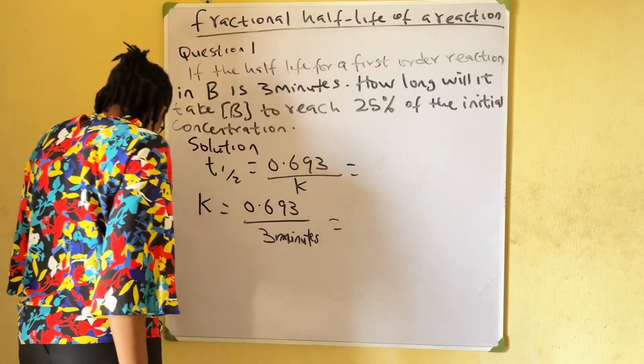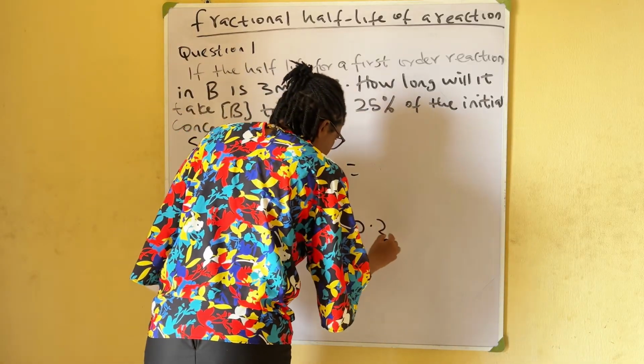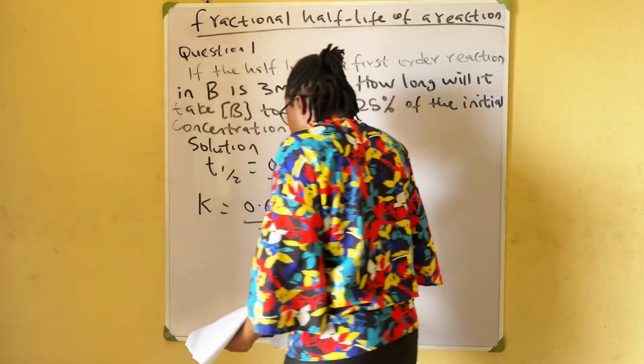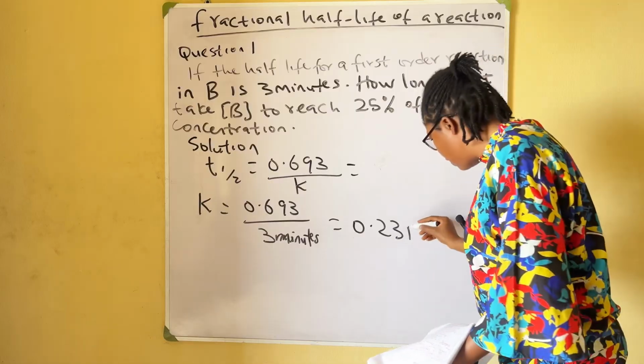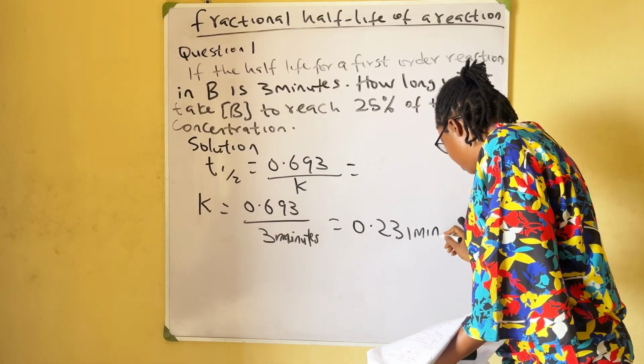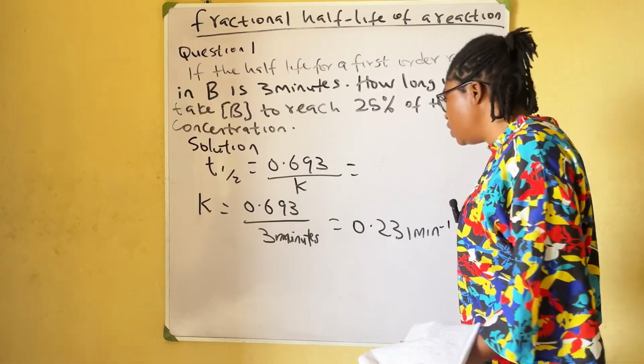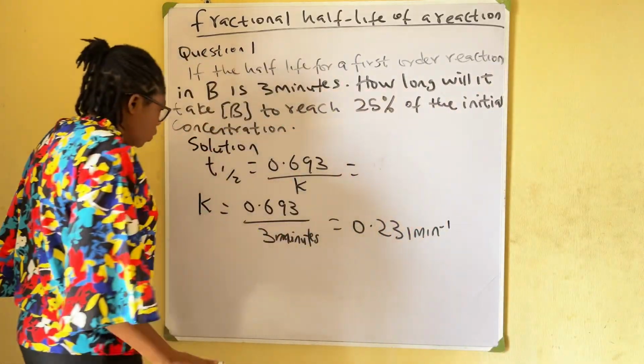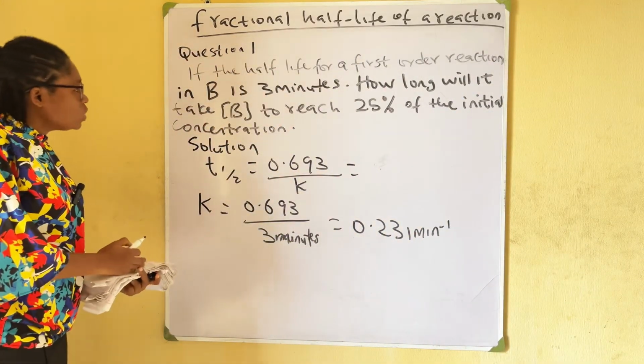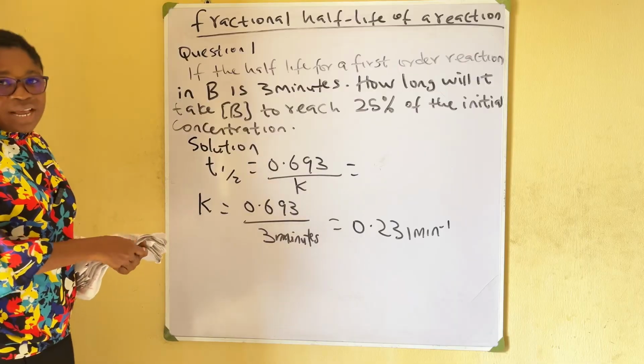So when you divide this, you'll be having 0.231. What should be the unit? The unit will be what? Per minute. Very important. Per minute. Good. So since we have round on K, we're going to use the formula of first order reaction.